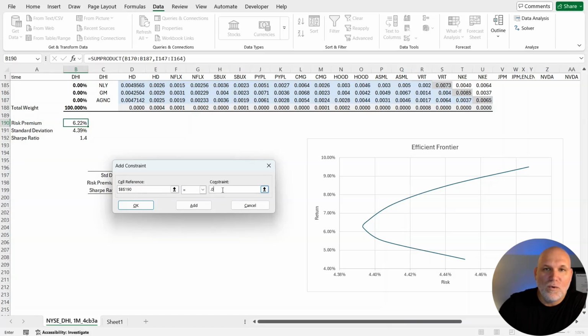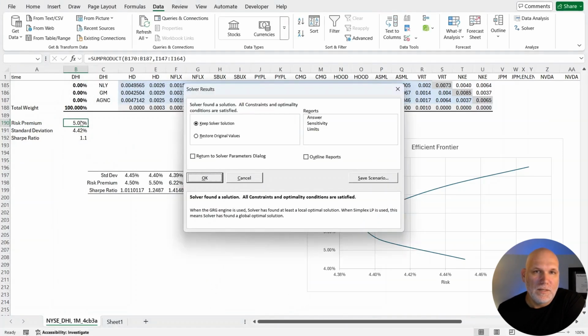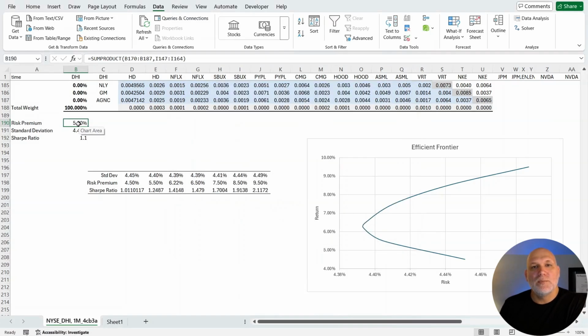So I'm going to set this to 0.5. So I'm going to say, you know what? I'll take lower risk. Watch what happens. Now I'm going to solve it. Okay. It still gives me the minimum amount of risk. My risk premium is now 5%. So I lowered my return, but my risk actually went up to 4.42. So that's this spot right here. That's pretty cool.